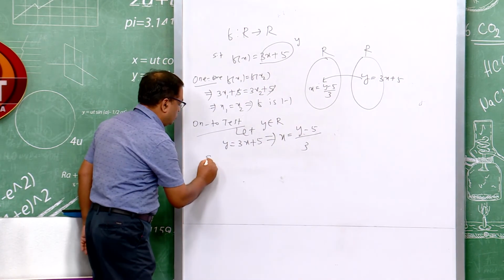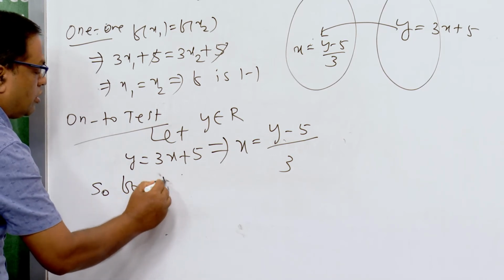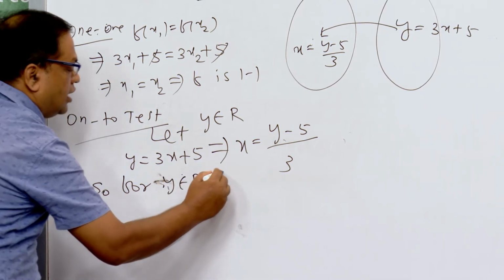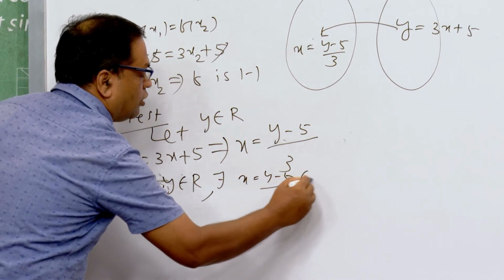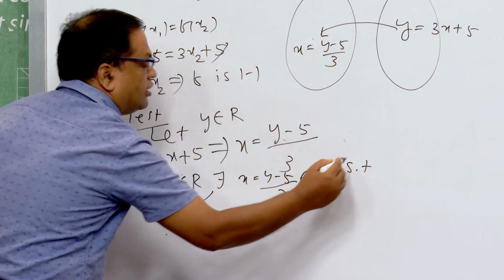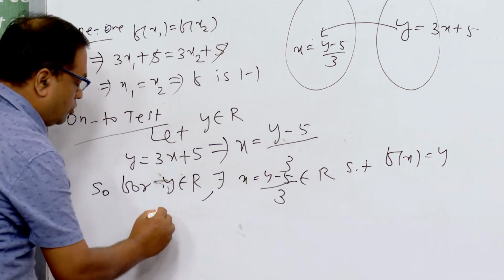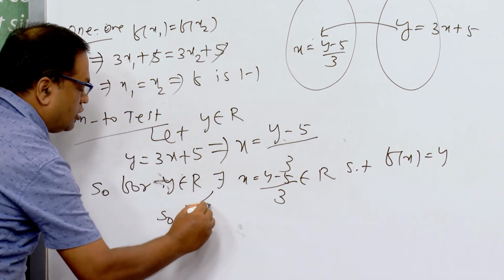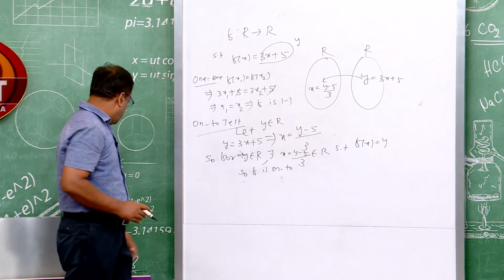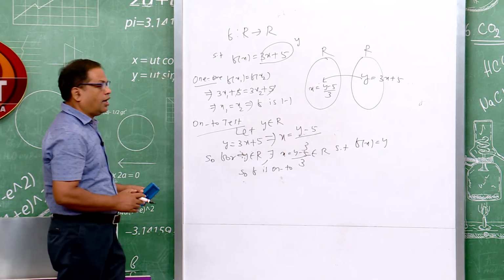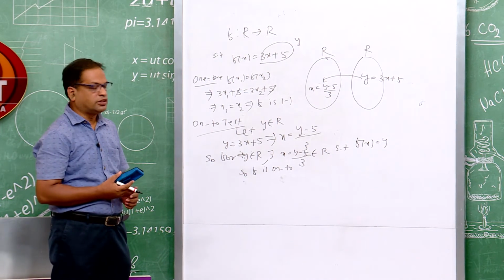So, for y belonging to R, there exists x equal to (y minus 5) by 3 belonging to R such that f(x) is equal to y. So, f is onto. We have tested that the function is both one-one and onto. That means the function is invertible, inverse is possible.